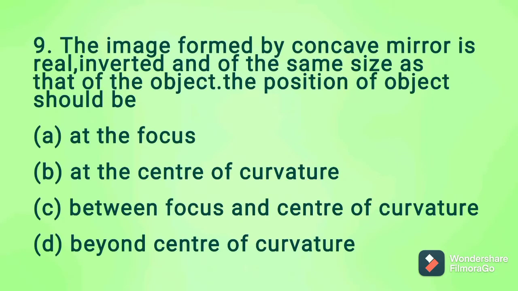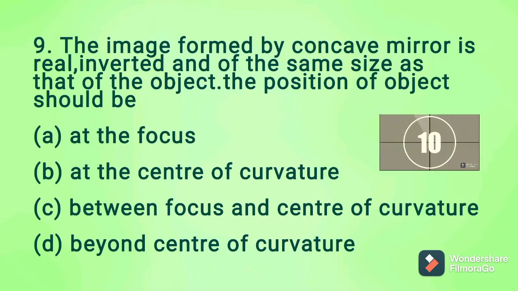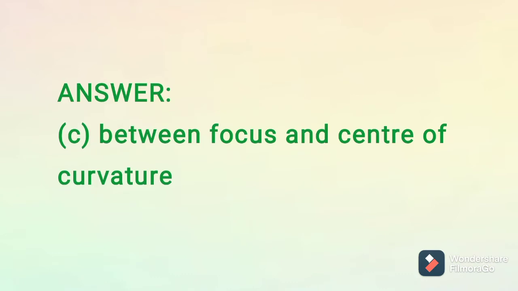Ninth question. The image formed by a concave mirror is real, inverted and of the same size as that of the object. The position of the object should be: option A at the focus, option B at the center of curvature, option C between focus and center of curvature, option D beyond center of curvature. And the answer is option C, between focus and center of curvature.